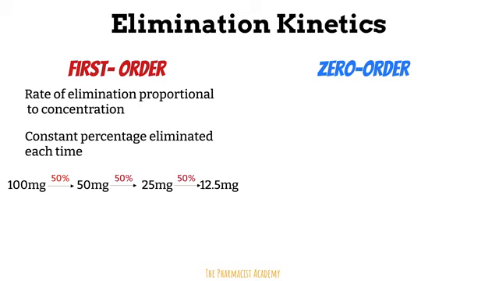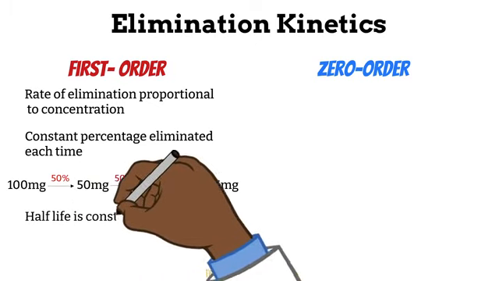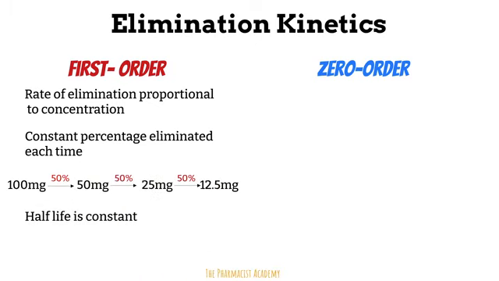Also for first order kinetics, the half-life is constant. This is the time it takes for 50% of the drug to leave the body. So if the half-life was an hour, then every hour 50% of the drug will leave. This makes it easy to predict when the drug will leave the body so we can dose appropriately.